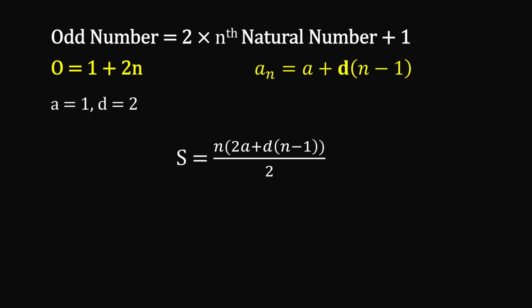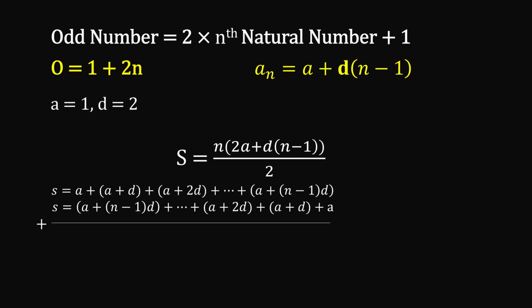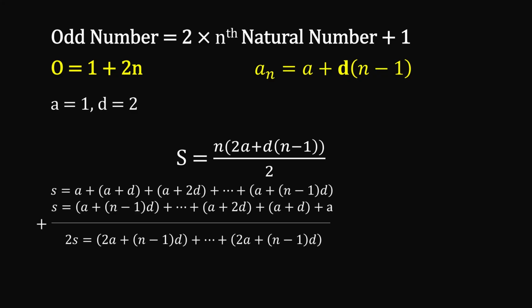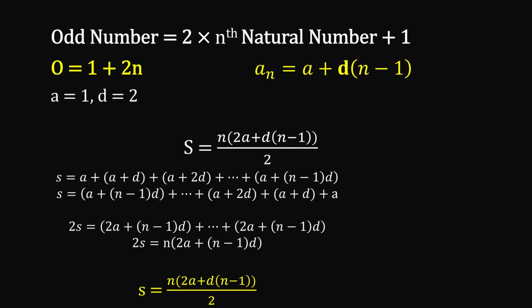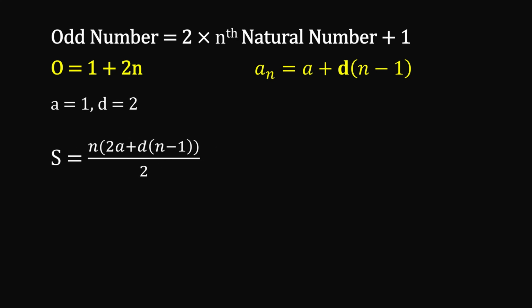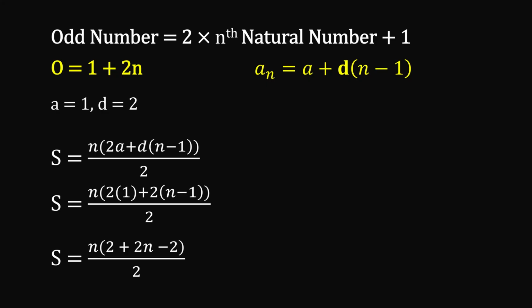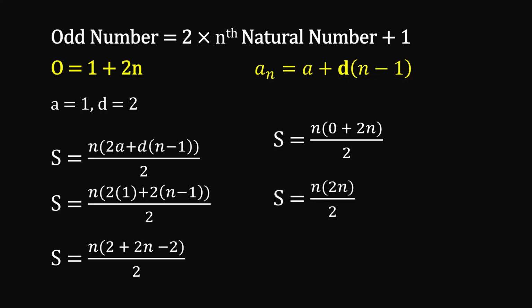Here's a quick and elegant derivation demonstrated below. Now that we know the validity of this formula, let's just plug a equals 1 and d equals 2 in it. We get the sum as n over 2 times 2 plus 2n minus 2. 2 minus 2 is 0 and 0 plus 2n is just 2n. The 2 in the numerator and denominator cancel out, leaving us with n squared.